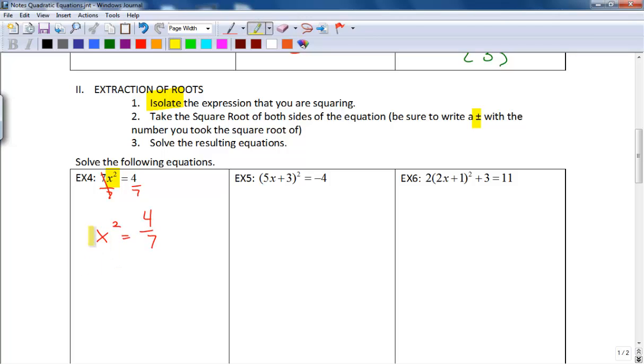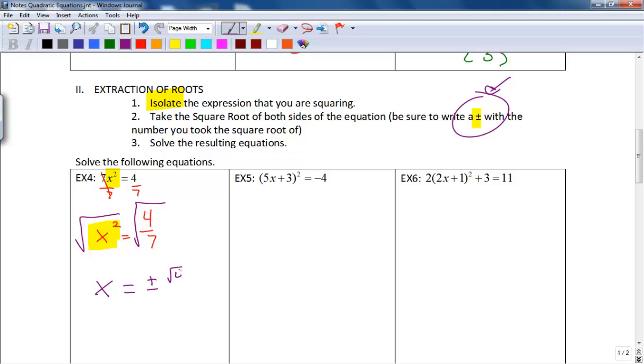Back to the same question. Am I isolated? Is the thing I'm squaring, which is x, all alone on one side of the equal sign? It is. Great. So now I can do step 2. Step 2 tells me again to take the square root of both sides. I'm going to take the square root of the left, and the square root of the right. When I take the square root of x squared, the square root and the square kind of cancel out, and I'm left with x. And then, again, you need to write a plus or minus symbol with the number side. So I need to write plus or minus, and then I can distribute the radical to both numerator and denominator.